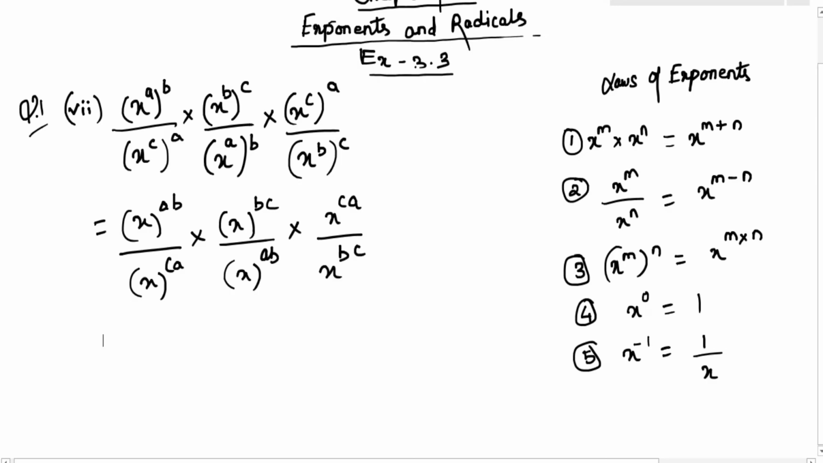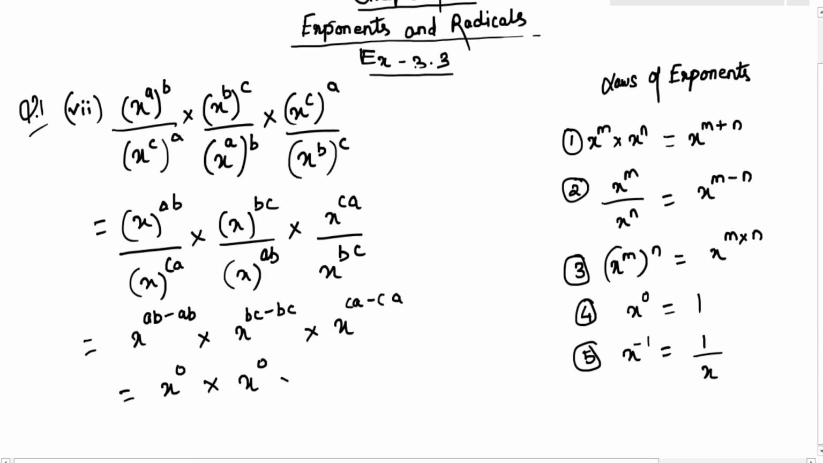Now here what we will do, x to the power ab upon x to the power ab will become x to the power ab minus ab. Similarly x to the power bc upon x to the power bc will become bc minus bc. Similarly x to the power ca upon x to the power ca will become x to the power ca minus ca. So now x to the power ab minus ab will cancel, it will become 0. x to the power bc minus bc will cancel, again x to the power 0. x to the power ca minus ca is also 0. Any number to the power 0 is 1, again 1, again 1. 1 into 1 into 1 is 1.